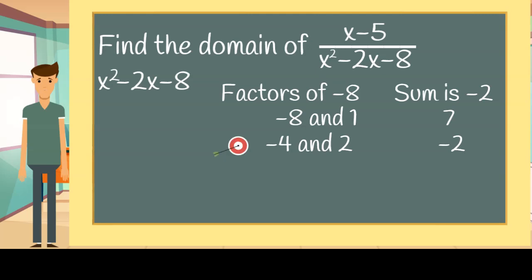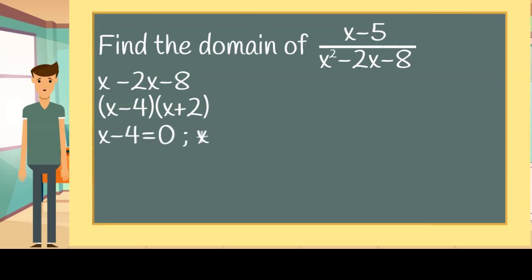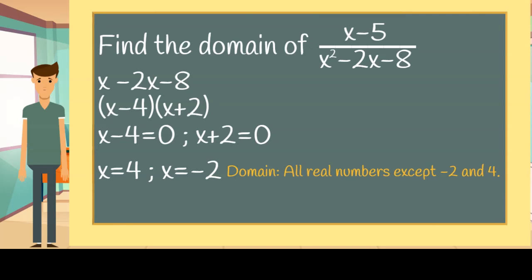The factored form of the denominator is x minus 4 times x plus 2. Using the zero product property and solving for x, we have x equals 4 or x equals negative 2. The domain is all real numbers except negative 2 and 4.